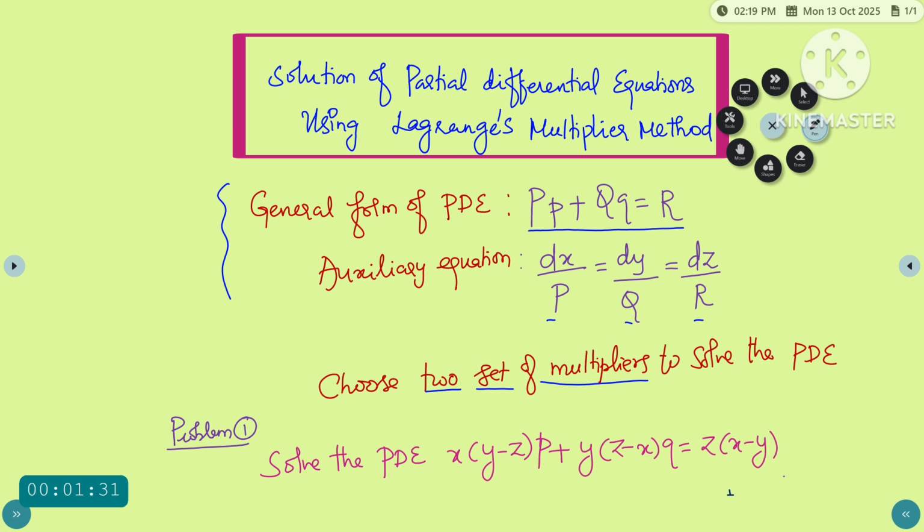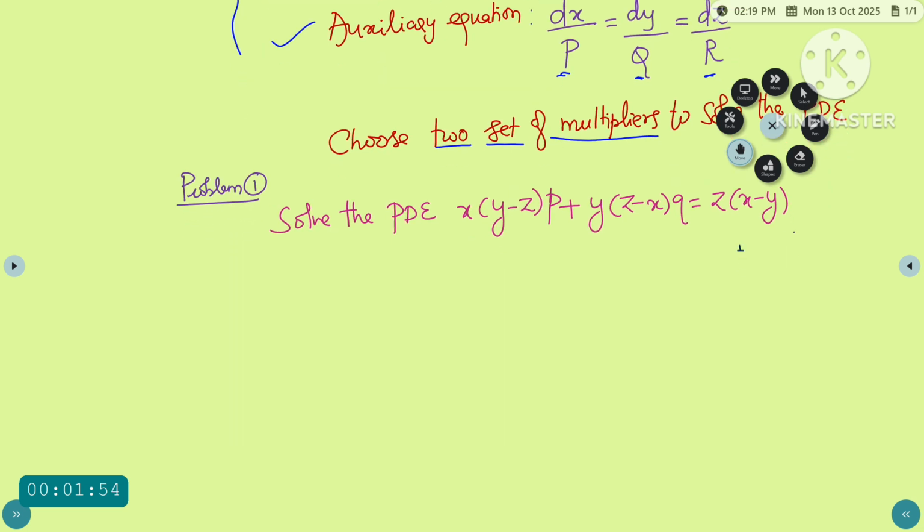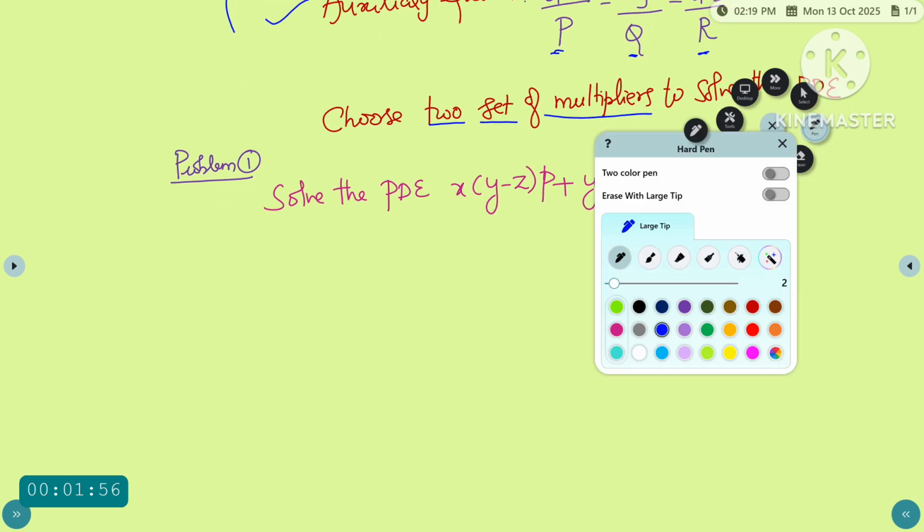This method should be applied only when the given equation is in the form Pp plus Qq equal to R. After that you have to write the auxiliary equation, then substitute the values for P, Q, R from the given equation. After that choose the two sets of multipliers to find the solution. Let us see an example for this method.